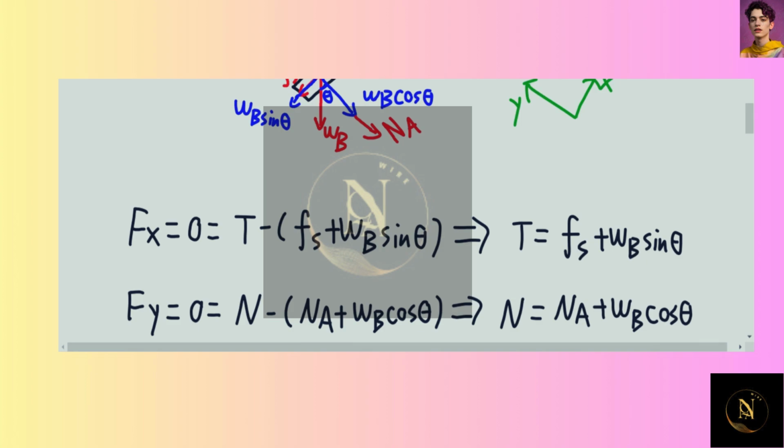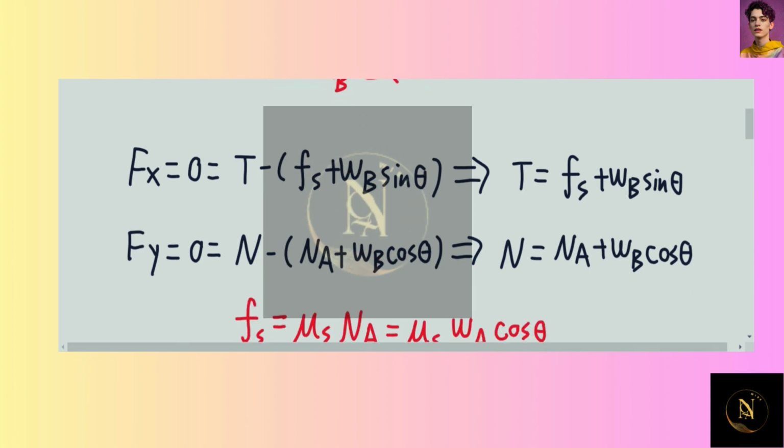Since block B is also in equilibrium, the net force along the x direction should be equal to 0 as well. So we have T minus Fs plus WB sine theta equals 0, so tension T is equal to Fs plus WB sine theta. The net force along the y direction should also be 0, so N minus NA plus WB cosine theta equals 0, so N is equal to NA plus WB cosine theta.